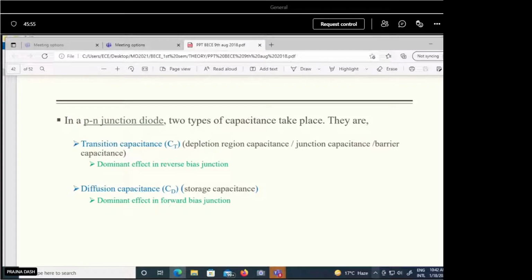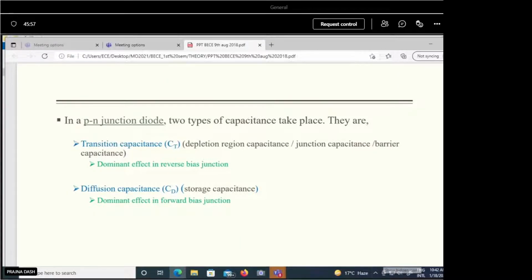Ma'am, please share the slides which you had drawn. Yeah, this slide I have already shared. The word file. No, ma'am, the one which you have drawn today. Yeah, the word file I will submit. Just one minute. Take the attendance.